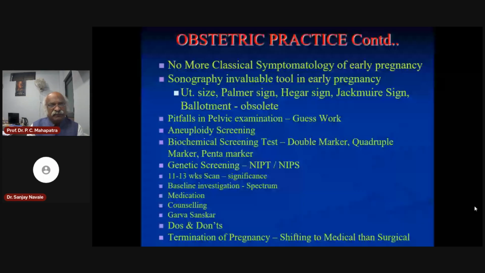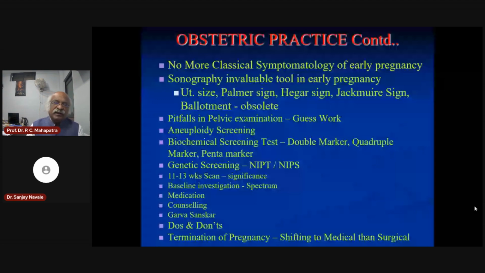This is very, very important because the resolution of the machines has improved, the manpower has improved, and the knowledge has improved. The majority of the anomalies can be diagnosed. Even the cardiac anomalies can be easily diagnosed with that.